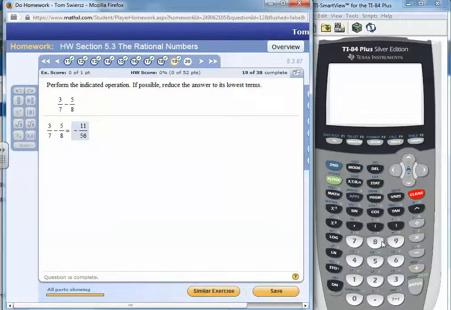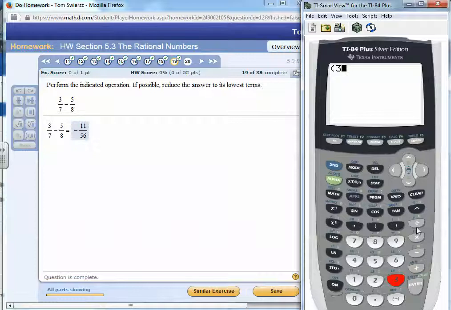And on the calculator again, 3 divided by 7 minus 5 divided by 8. Enter, and then math, and hit enter twice. Select fraction, hit enter again, and there's our answer, negative 11 over 56.